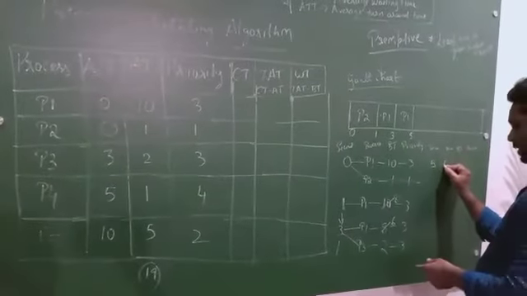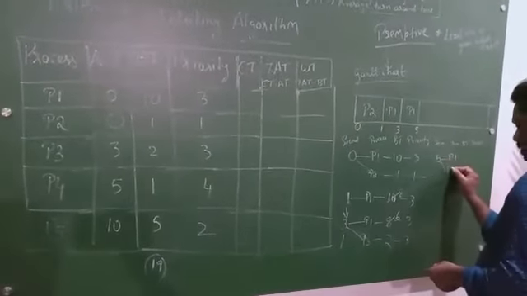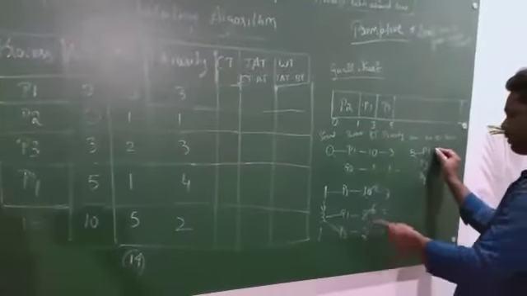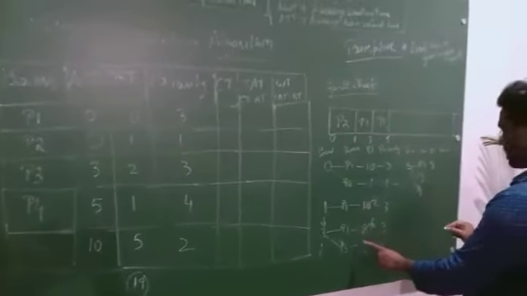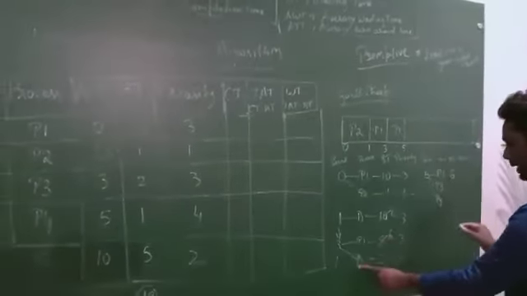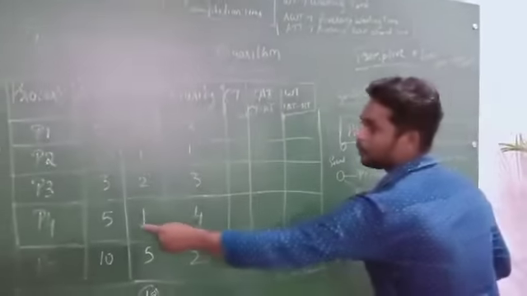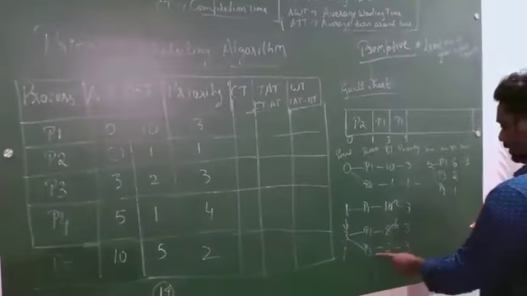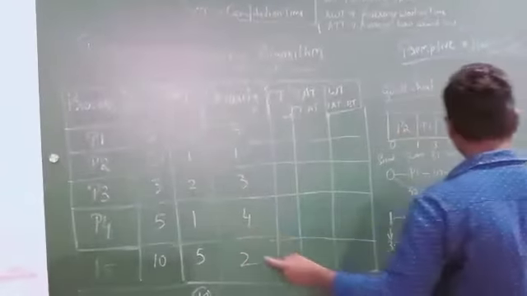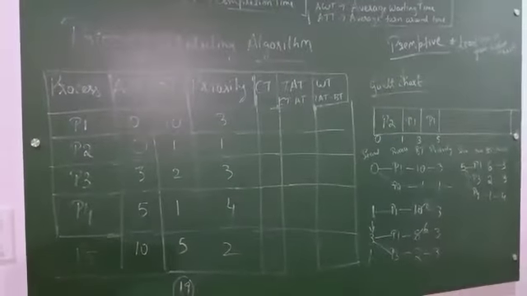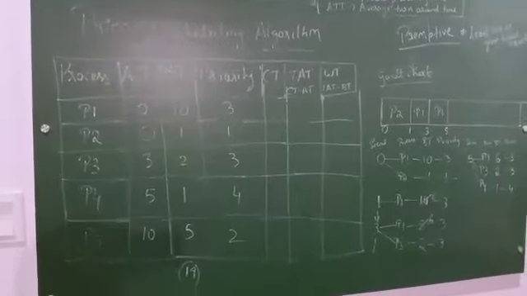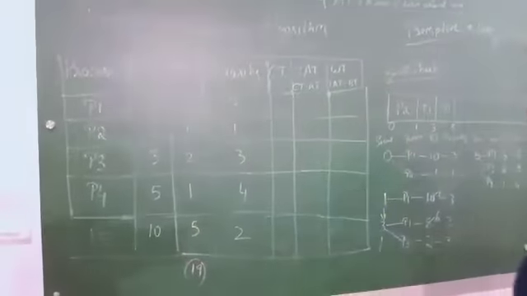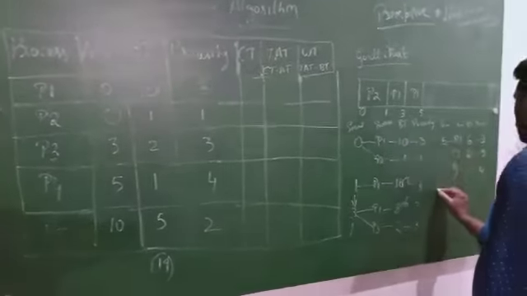Which all processes can execute at 5 seconds? Your P1 can execute, your P3 can execute and your P4 will come. What is the burst time of P1 left out? It is 6, P2 completed, P3 burst time is 2, P4 burst time is 1, and what is the priority? P1 is having 3, P3 is also having 3, P4 is having 4. So here, what happens? I need to execute till 10 seconds.